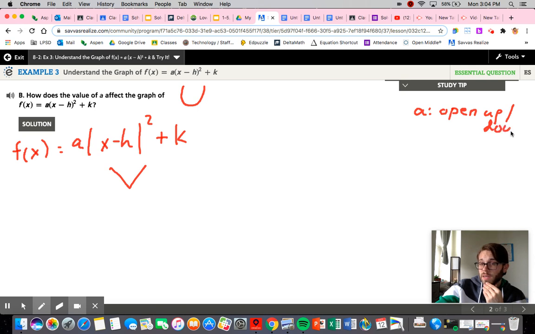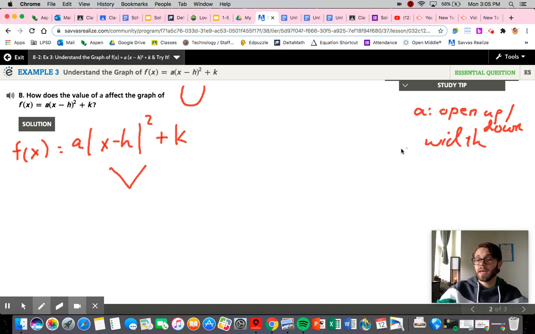And it also is still going to affect kind of the width, right? And by that, I mean, is it going to be a wide parabola? If it's between -1 and 1, it's going to be wider. Is it going to be a very skinny parabola? If it's a really big number out front, it's going to be super skinny, and it really increases quickly.